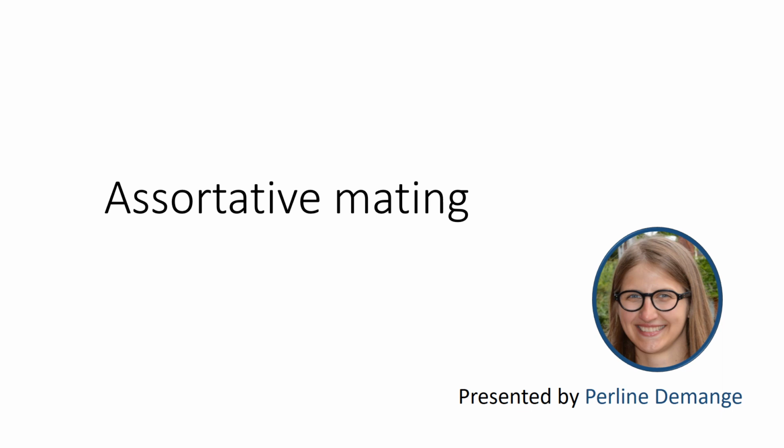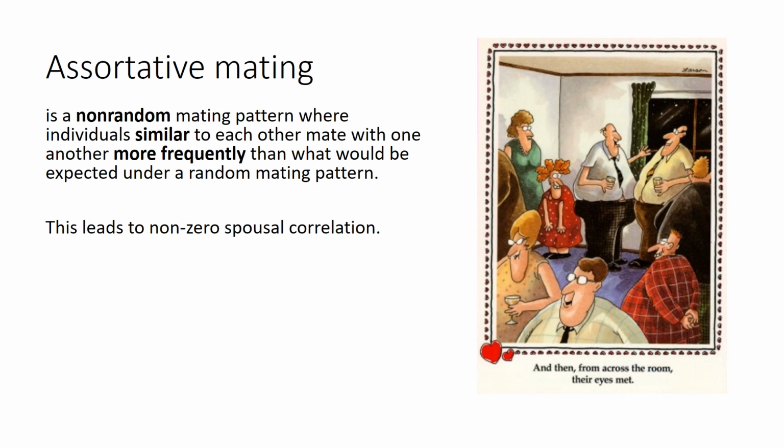In this video, you will learn more about assortative mating. Assortative mating is a non-random mating pattern where individuals similar to each other mate with one another more frequently than what would be expected under a random mating pattern. This leads to a non-zero spousal correlation. So for a specific trait, two persons in a couple will be more correlated.